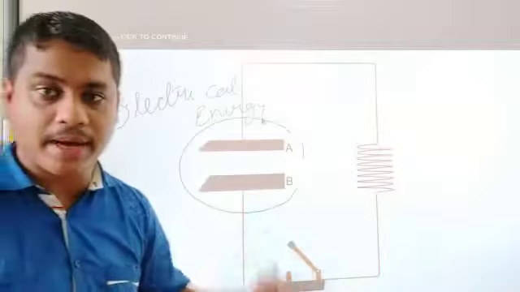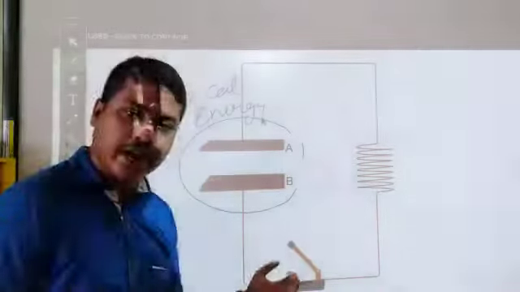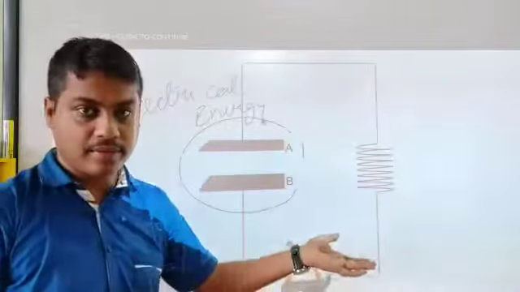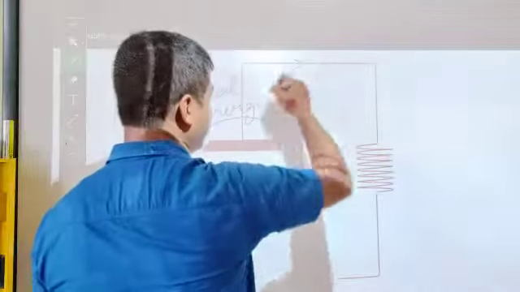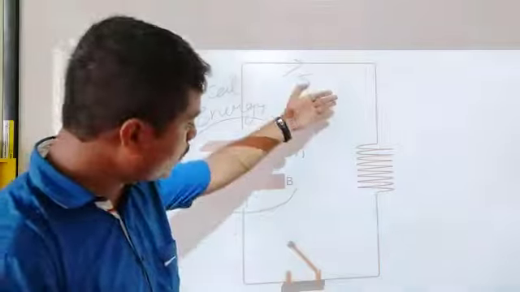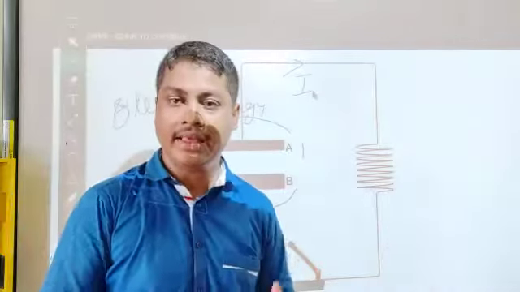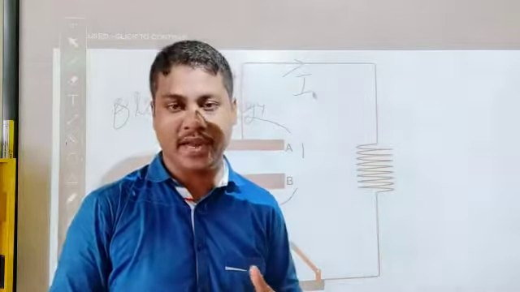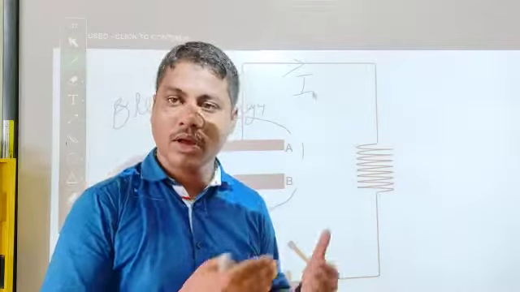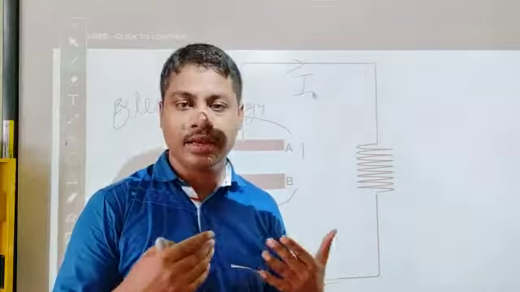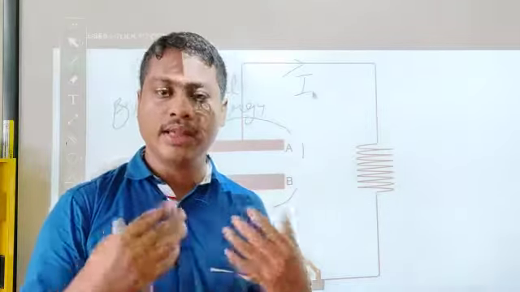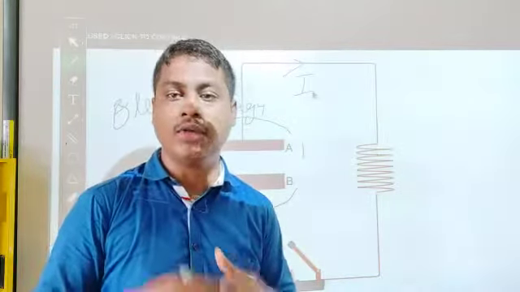After charging, the capacitor will start discharging, so the current will flow through the circuit. Suppose this is your current flow, flowing through this inductor. When the current flows to the inductor, as the inductor has the property of self-induction, it will allow the current to increase in steps. With the change in current there will be a change in magnetic flux, and with the change in magnetic flux there will be production of induced EMF also.